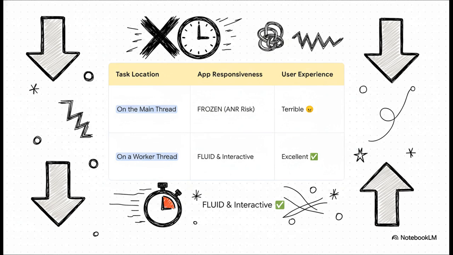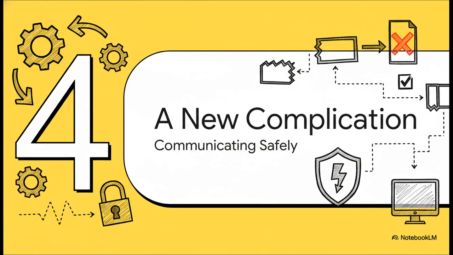The user is tapping, nothing's happening, and they get an ANR dialog. Terrible. But if you do it on a worker thread, the UI stays perfectly fluid. The user can scroll, tap, do whatever, while the download happens quietly in the background. The experience goes from, "I'm uninstalling this," to, "Wow, this app is fast." So, problem solved, right? Just use worker threads for everything.